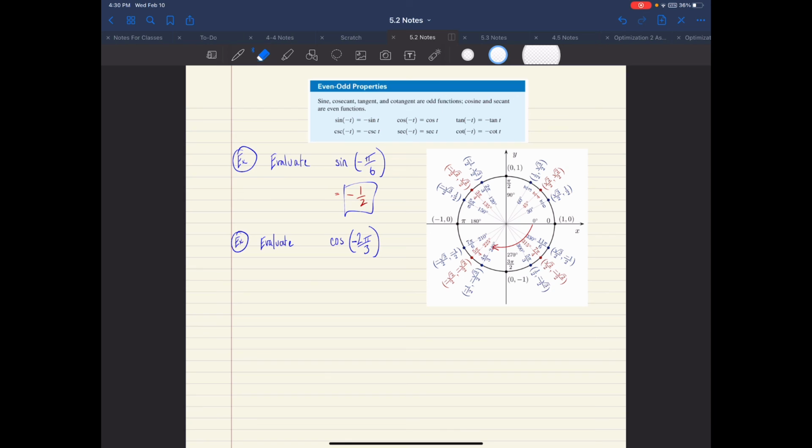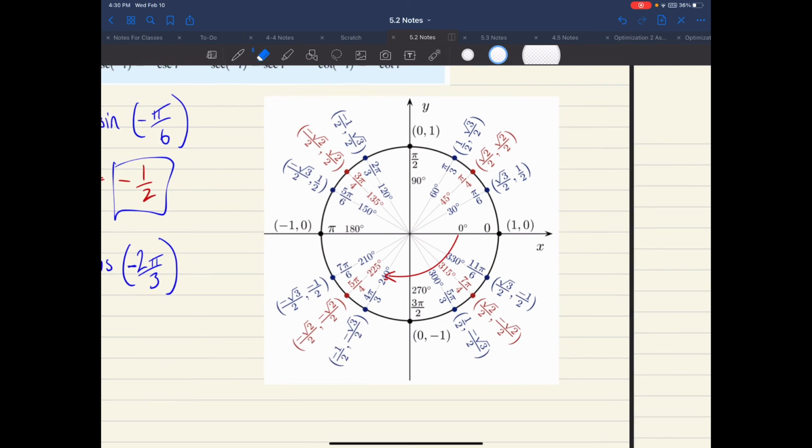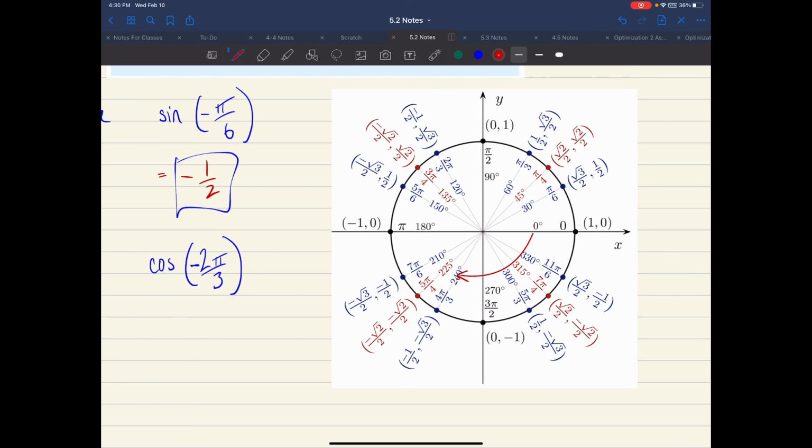Okay, so for the next example, evaluate cosine of negative 2 pi over 3. So if you look at the even odd property for that one, cosine of negative t is the same value as cosine of t. So if we look at our circle here, I've already drawn this red arrow, so that would represent negative 2/3 pi. And in blue, if I draw it, I'll go to positive 2/3 pi.